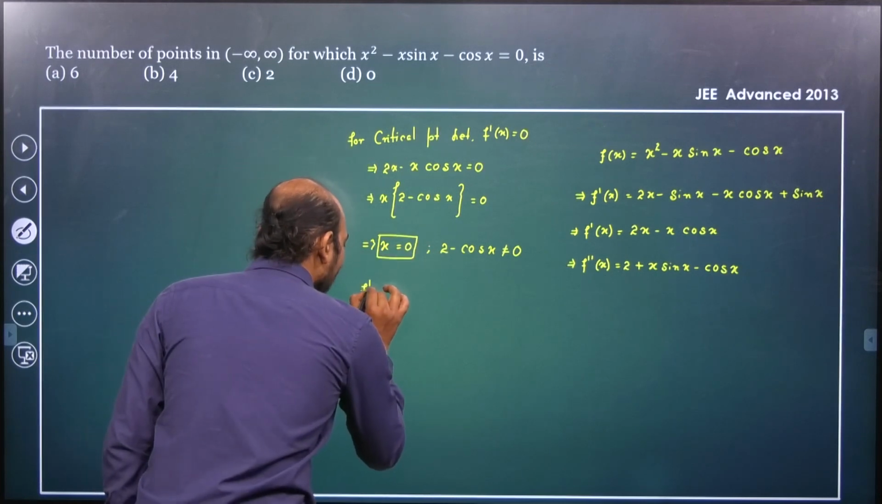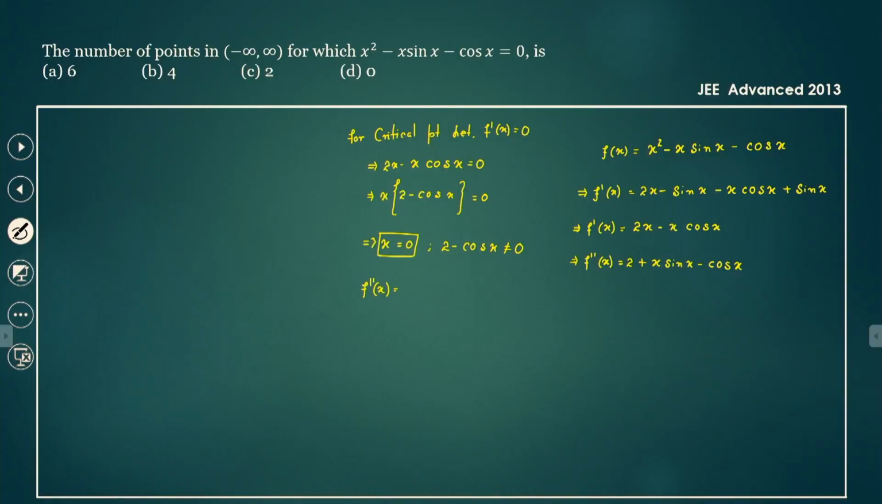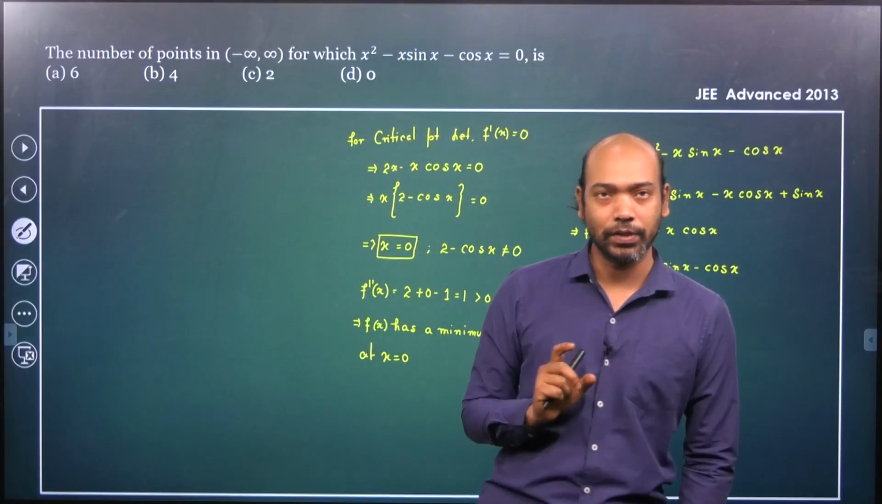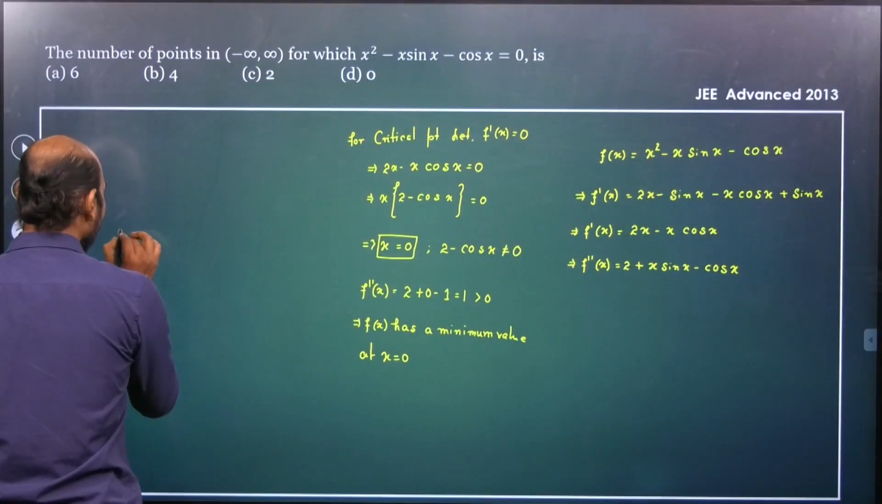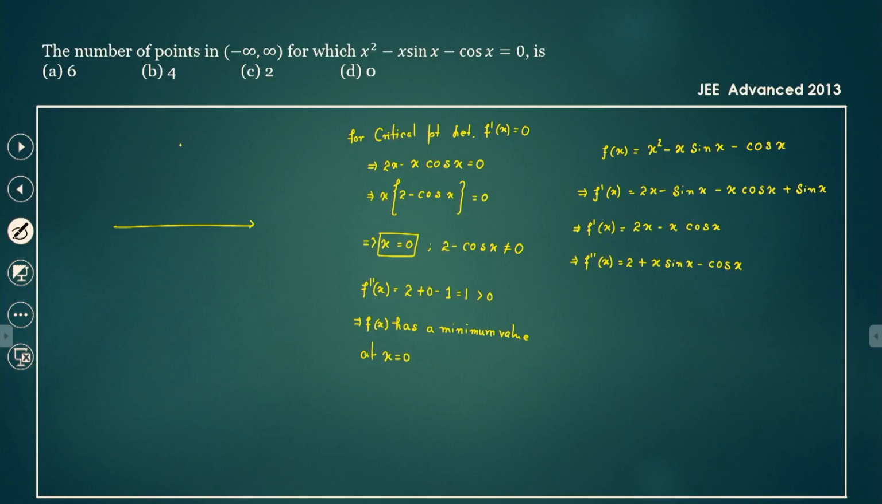Also note that f''(0) is equal to 2 plus 0 minus 1, which equals 1, greater than 0. So we say that f(x) has a minimum value at x equal to 0. So let's try to sketch that function. We draw the x-axis and the y-axis, and we have a minimum value at x equal to 0. Therefore the function will be in that shape.